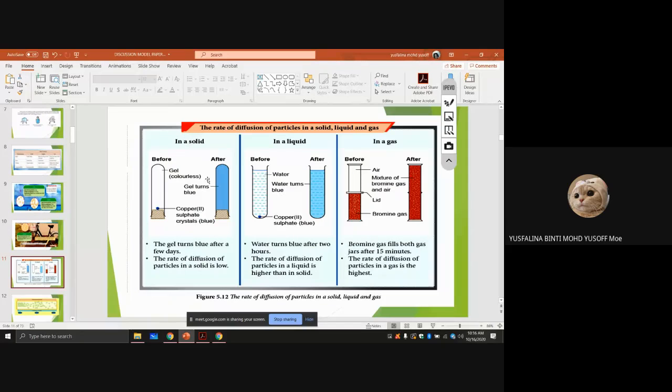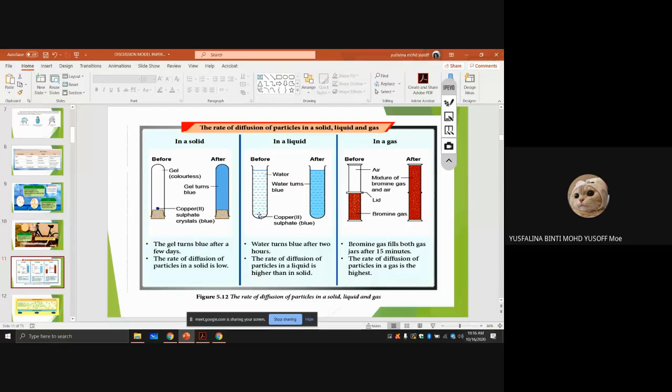And then for the next one, we see the rate of diffusion of particles in solid, liquid, and gas. This is an experiment. We put the copper sulfate crystal inside the test tube. So this one we put in the solid, and this one we put in the liquid.